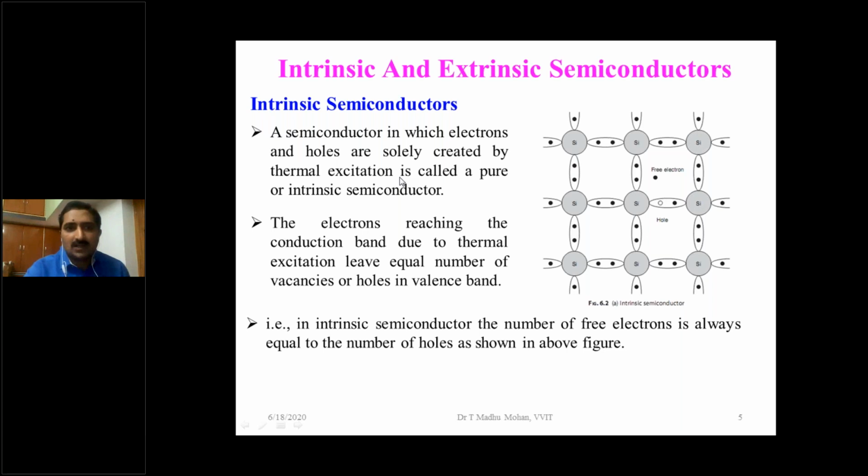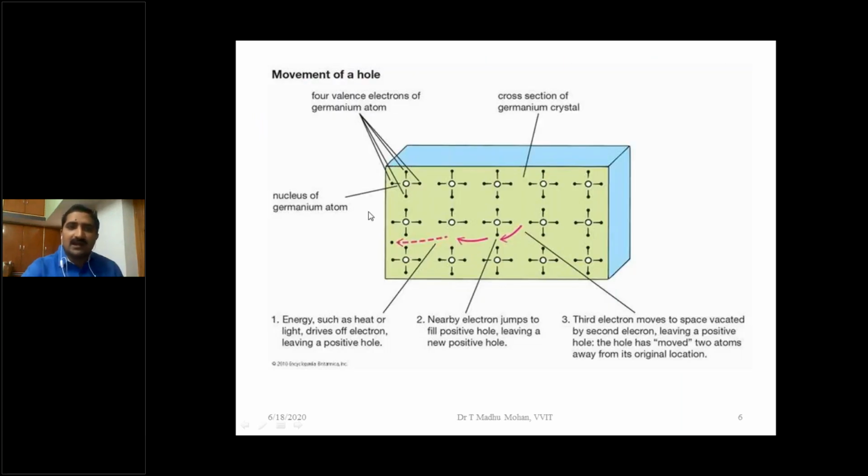So once again, the movement of hole can be explained with the diagram, in intrinsic semiconductor, which is nothing but pure semiconductor. So this is the germanium atom. This is the core, or the nucleus, of the germanium atom. These are the 4 valency electrons. So when we are giving thermal energy to the system, the electron which is in the covalent bond with the other germanium becomes free due to the energy. We are giving heat energy or light energy, whatever it may be.